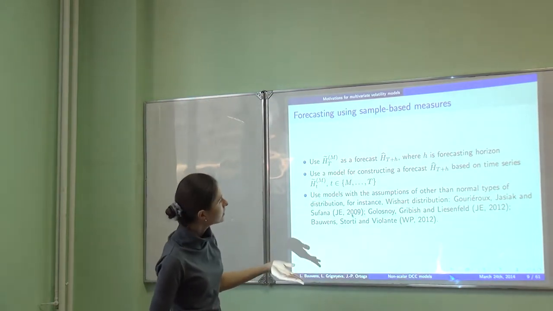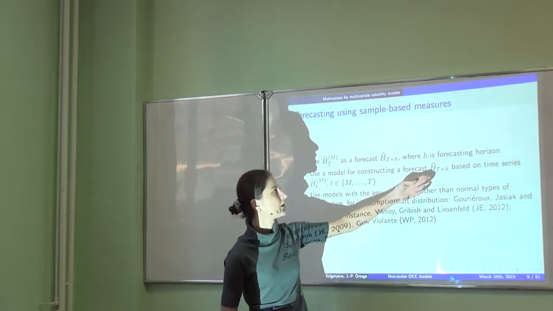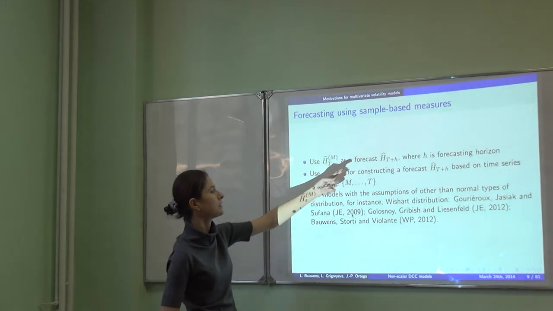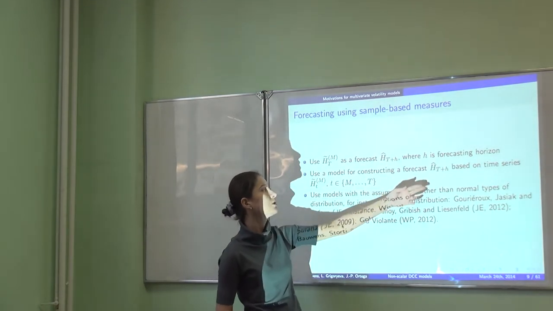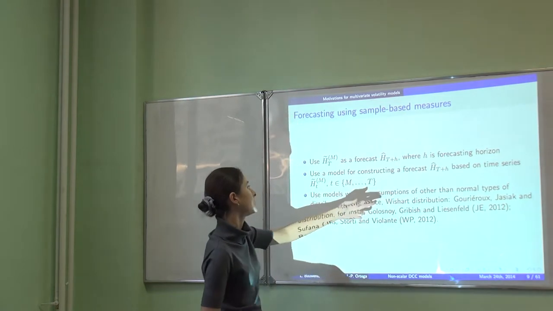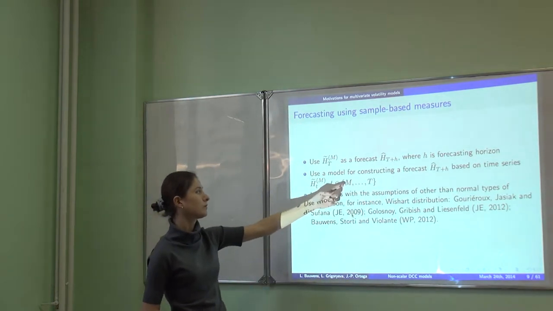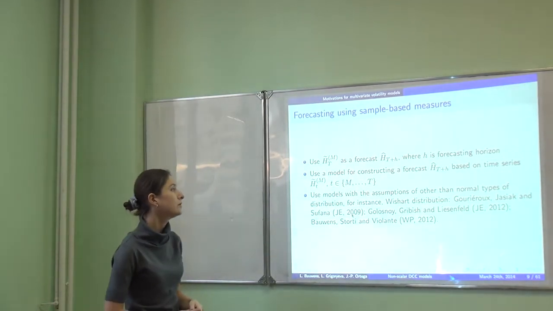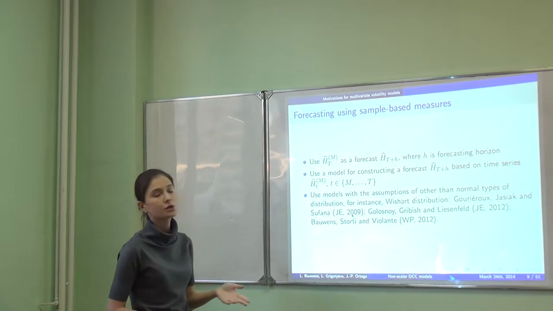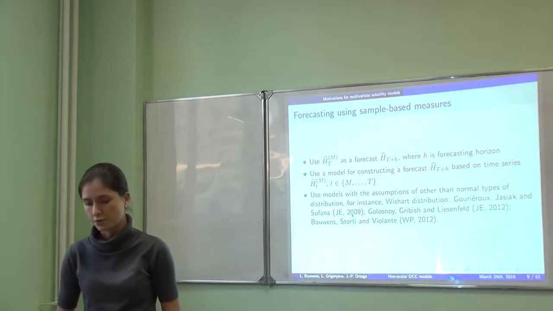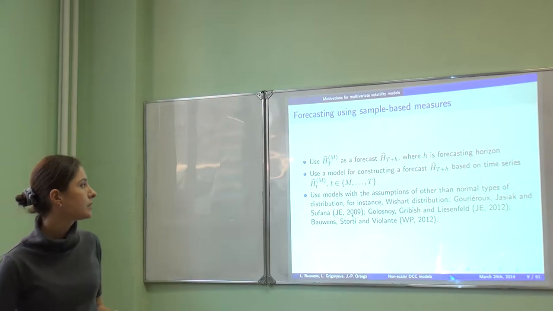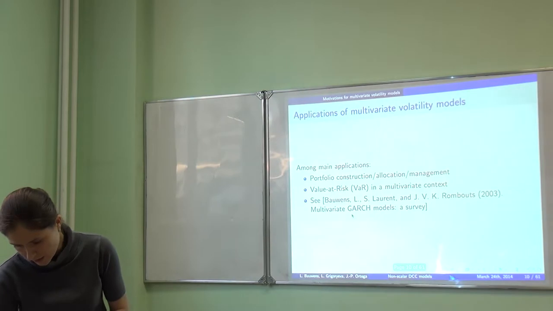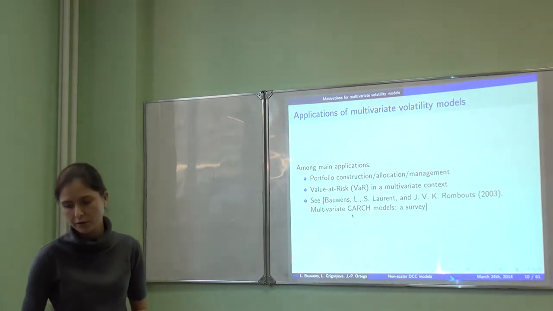Another approach is to use a model for constructing the forecast. We are not assuming that this is going to be exactly the same value at the time t plus h. We are using some model, based on the time series from some moment between the rolling window value up to t. And we can also use models with assumptions of distributions other than normal. Here you can see the list of works you can be interested in. Later on I can give you a presentation so that anyone interested in further reading can get acquainted.